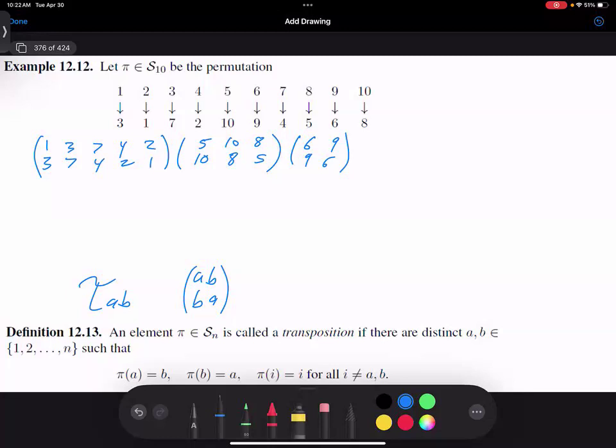Yeah, because we're talking about writing a permutation as a product of cycles. This is just a cycle of length 2. It is the smallest non-trivial cycle you can look at. So we just proved that every permutation can be written as a product of cycles.